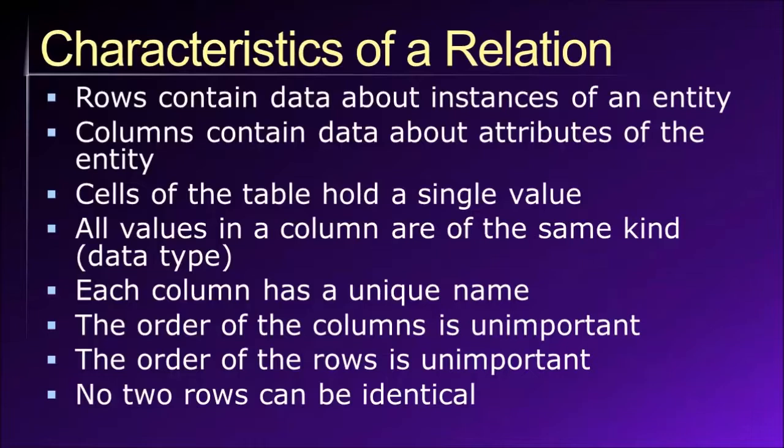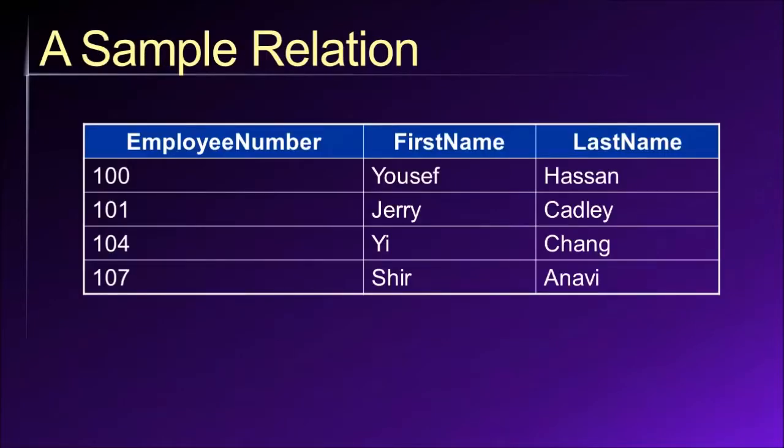Another characteristic of a relation is that no two rows within the table can be identical. This does not mean that we are not allowed to have identical values within a column as we move from row to row, but rather this is saying that if we consider the row in its entirety, if we take all of the values in the row together, they cannot be identical to any other row in the table. And then the final two characteristics of a relation are that the order of the rows and the order of the columns cannot matter. Let's take a look at a sample relation.